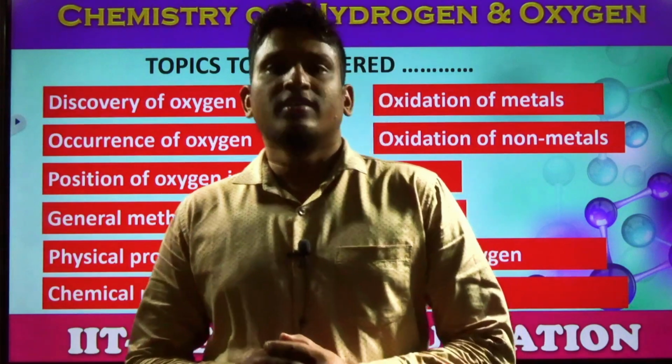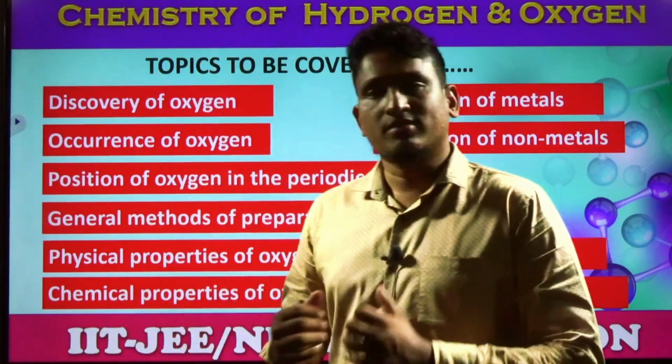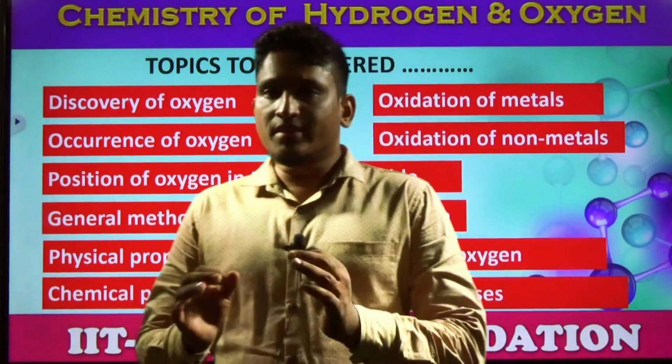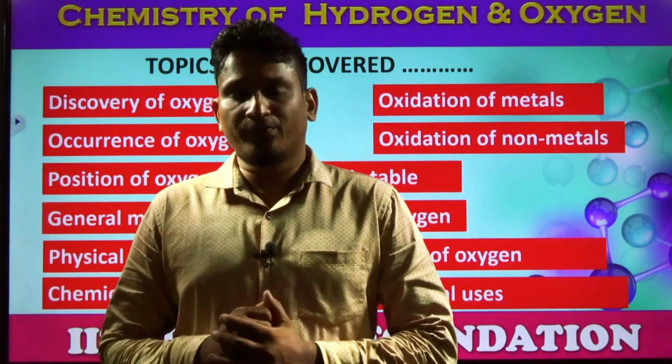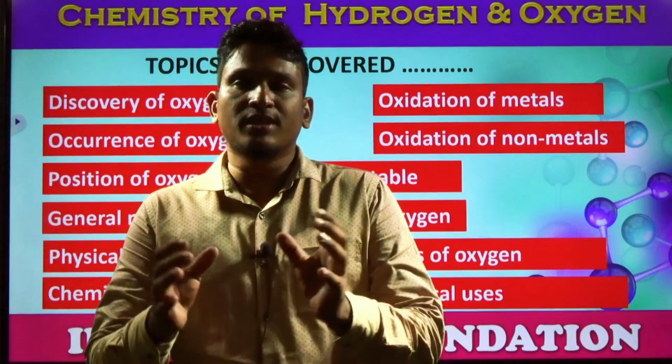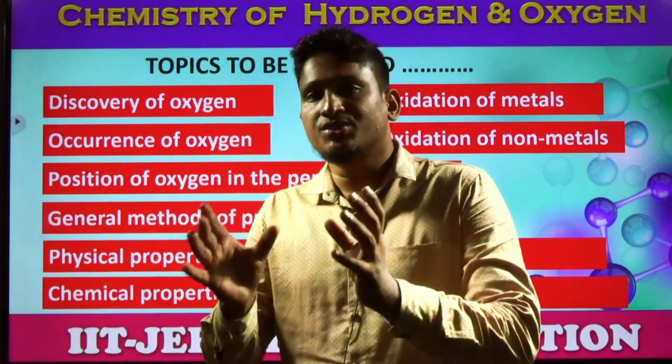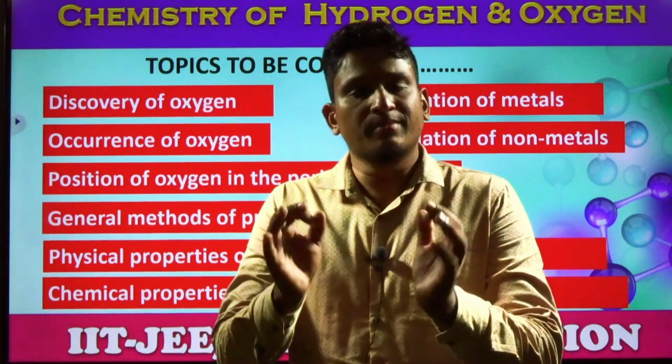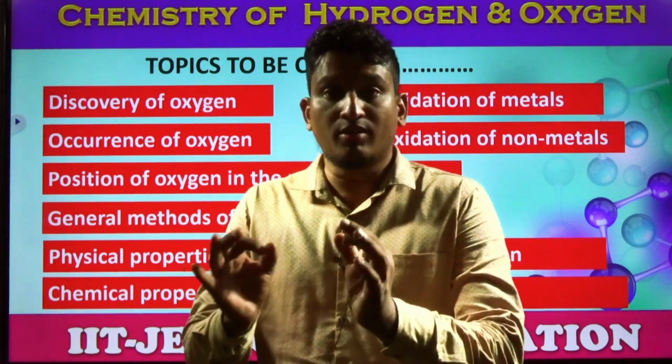So hello students, today's discussion is about oxygen. Oxygen's symbol is O, and its atomic number is 8. Many students have a doubt about the difference between oxygen and oxygen gas. Oxygen is an element, and oxygen gas is a molecule of the element.